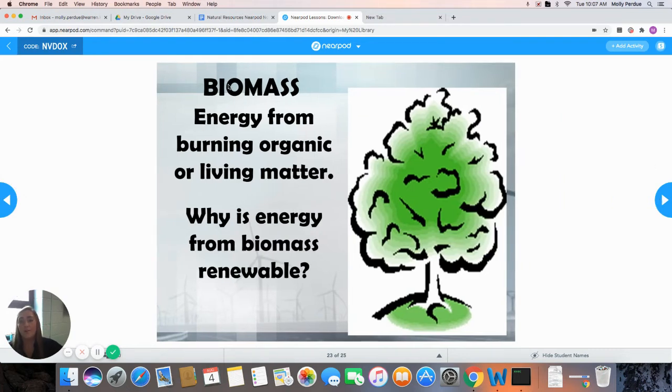Biomass. Bio means living, right? So this is the energy from burning organic or living matter. Okay, why is energy from biomass renewable?